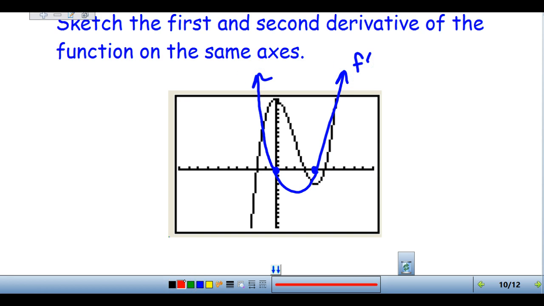My second derivative, I can graph the derivative of the blue one. So the function's decreasing up until here, and then it's increasing after that.